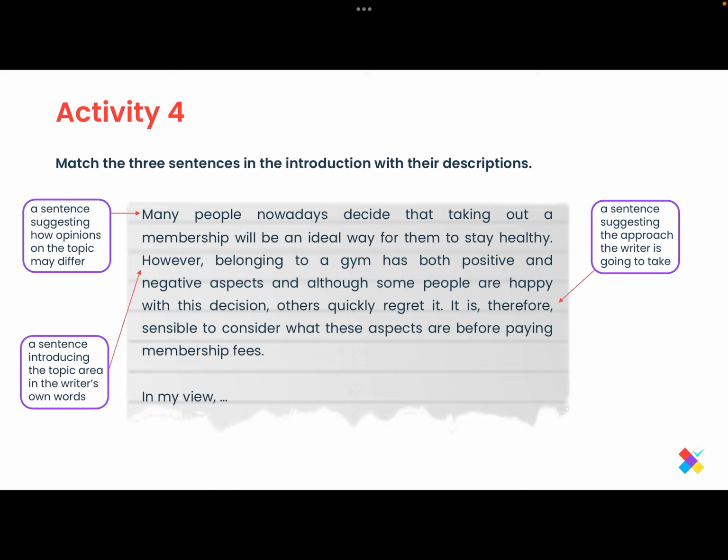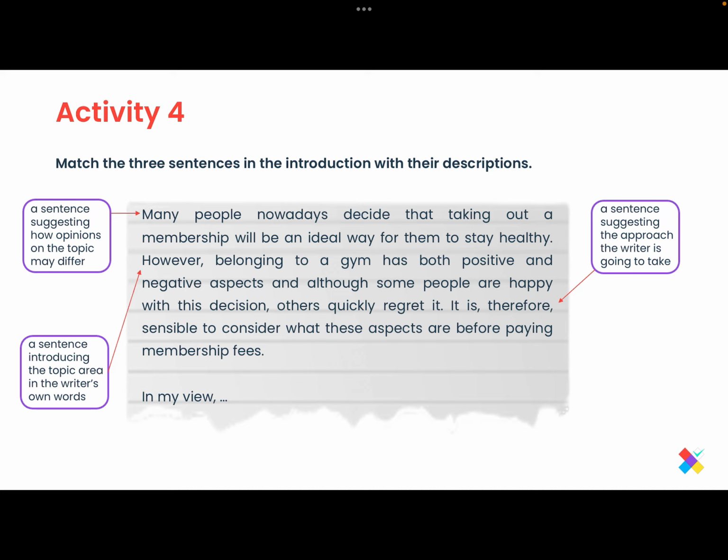Okay, so the sentence suggesting how opinions on the topic may differ is the first one. Many people, try not to make any sweeping statements like all the people, everybody. Don't generalize. Then the sentence beginning with however introduces the topic in the writer's own words, again, paraphrasing.